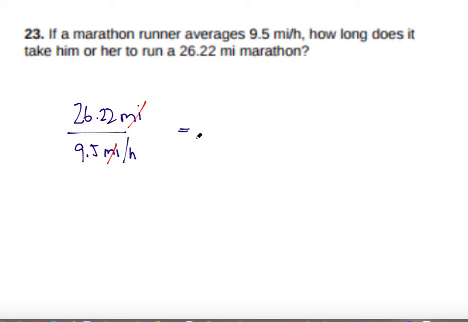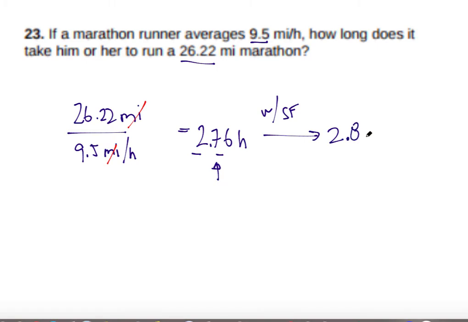When I plug this into my calculator, 26.22 divided by 9.5, I get an answer that says 2.76 hours. So this is not my final answer, however, because out of my numbers that I was given, this number has 2 significant figures. So I actually need to round this to have only 2 significant figures. So I will round 1, 2 to where the 7 is. The next digit is a 6, so I'll round it up, and I will report my answer as 2.8 hours.